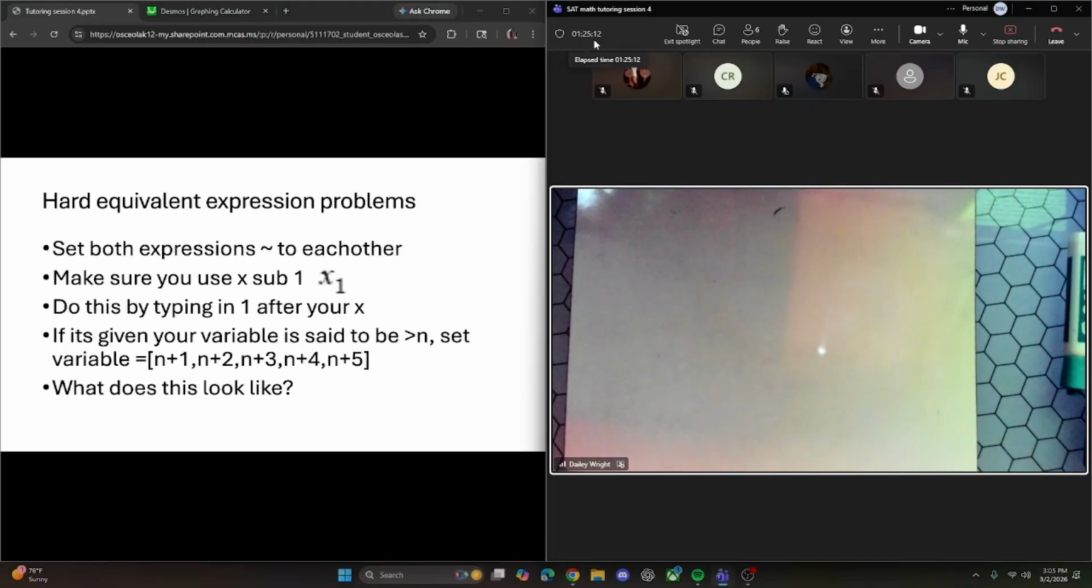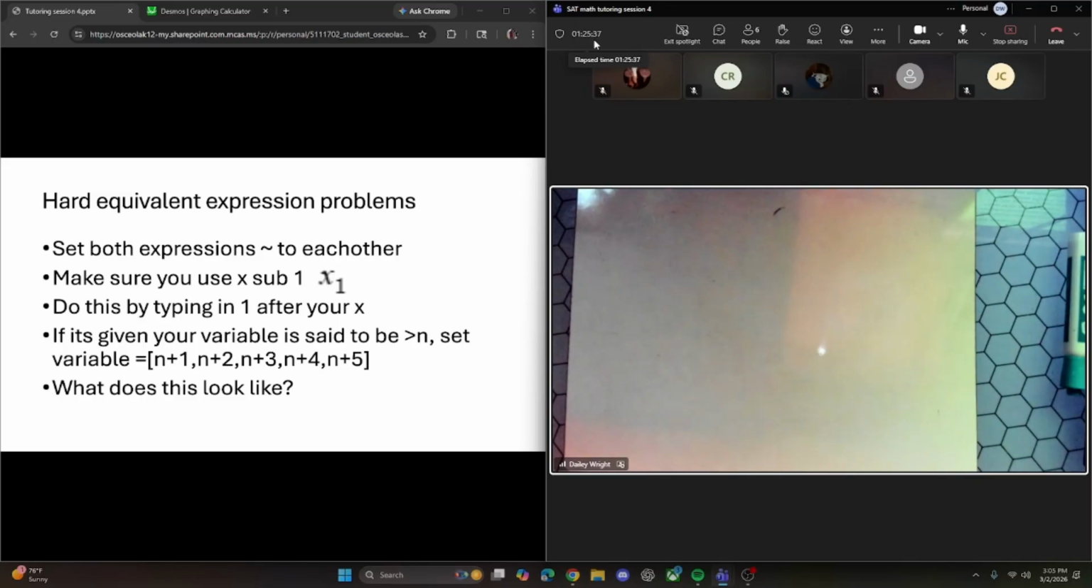So next we're going to go over hard equivalent expressions problems. Now, I've had the most trouble with equivalent expressions over anything. These are, in my opinion, the toughest questions on the SAT. Maybe some of the ones further down, some of them are easy. You just gotta know what you have to do, and then it makes these a lot easier.